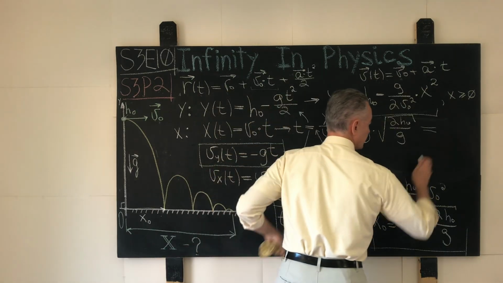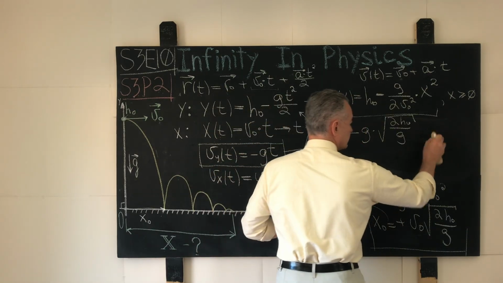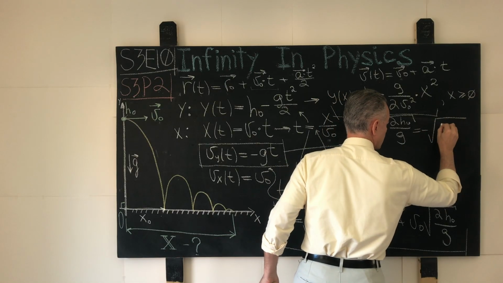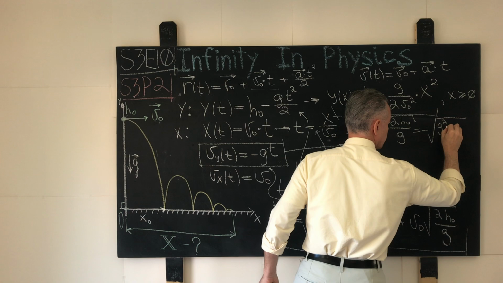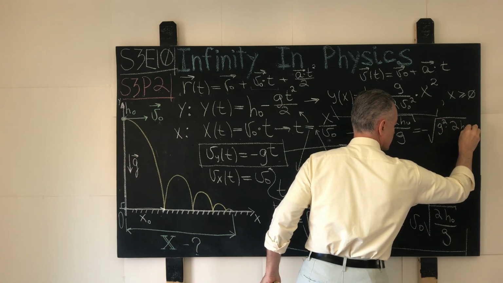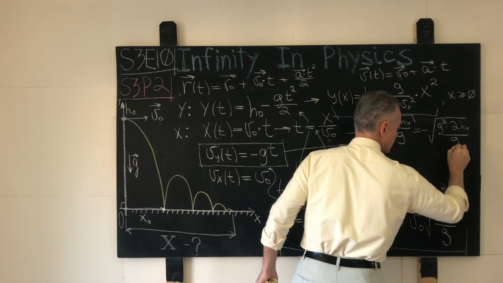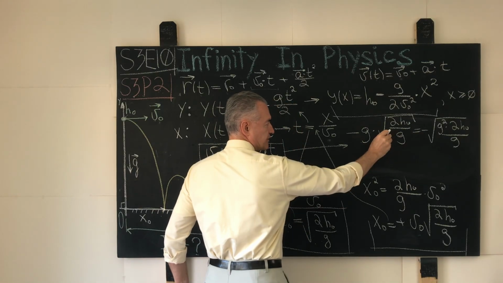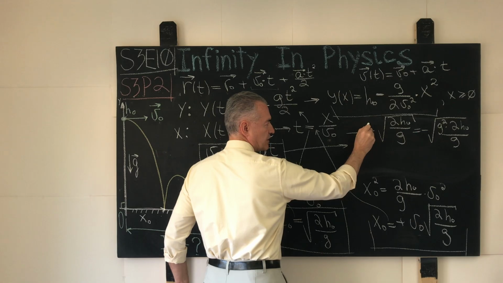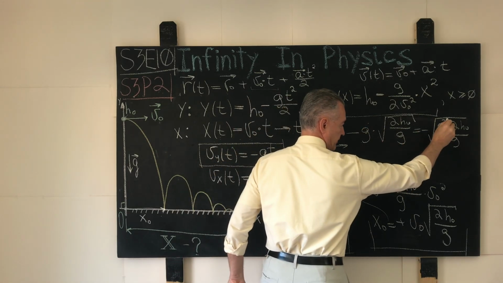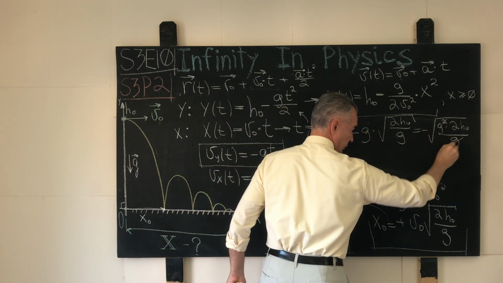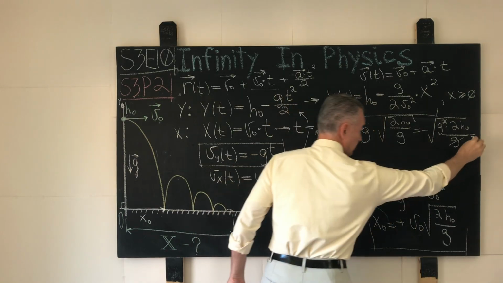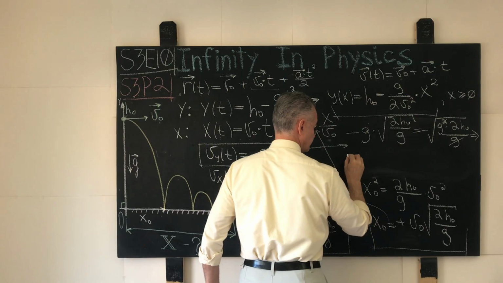Let's do it this way together. Minus square root of g squared times 2h0 over g. You see the maneuver: g crawls under the square root, gains one extra power, g squared, and now the second power and this cancel out. And what do we have? Let's write it down this way.